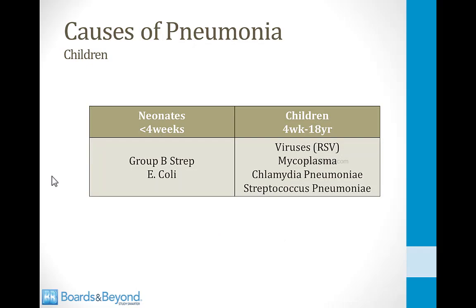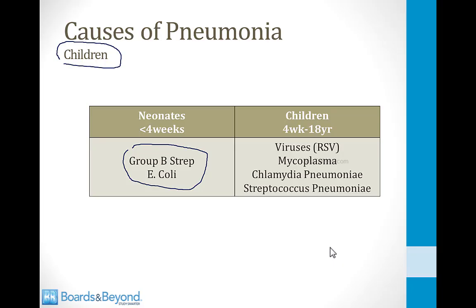So let's talk about the bacteria that cause pneumonia. And first we'll talk about children because they have some special causes. So neonates up to 4 weeks old have infections caused by Group B strep and E. coli. And these are the same bugs that can cause meningitis in newborns. And it's easy to remember that because they come from the mother and they pass to the baby when the baby's born. So these bacteria are found in the vaginal canal and they infect the baby during birth.